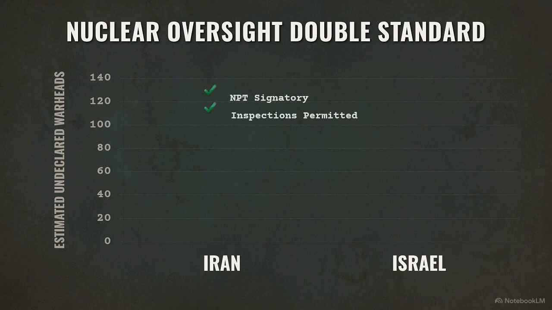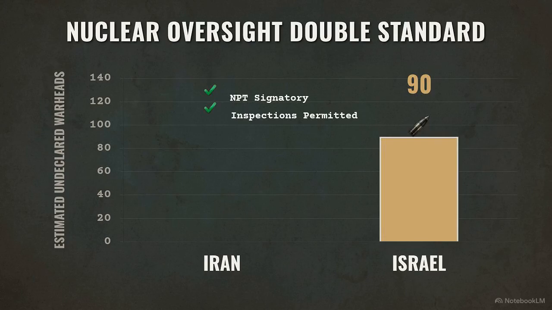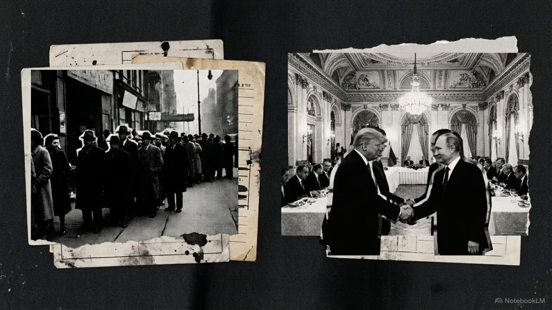On the left, Iran, a non-proliferation treaty signatory, has repeatedly submitted to international inspections. Israel, conversely, operates outside the treaty, possessing an undeclared arsenal of 90 warheads without permitting a single inspection. The contradiction reveals how the rules-based order operates in practice. It enforces one strict set of rules for developing nations and grants total impunity to allied powers.